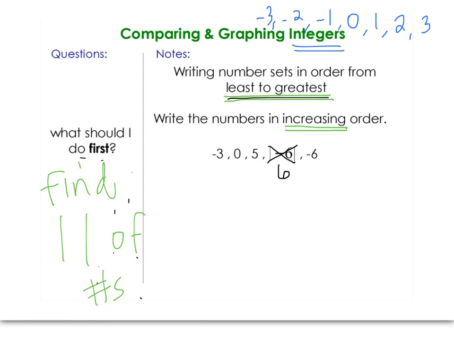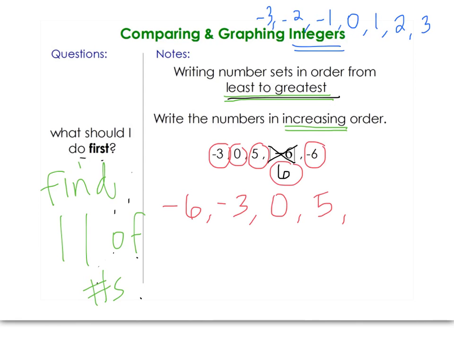Well, now, what's my smallest number? I'm writing from least to greatest. So if I look through these numbers, -6 is my smallest. Then I have -3. Then 0, then 5, then the absolute value of -6 or +6.